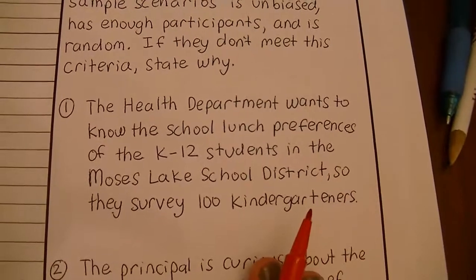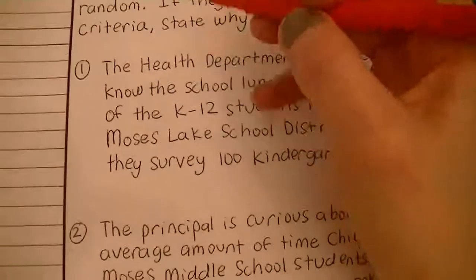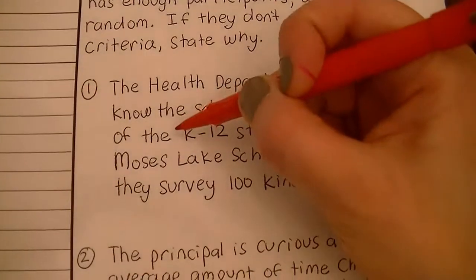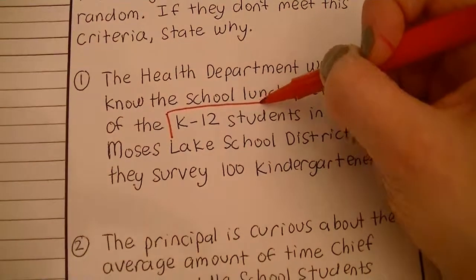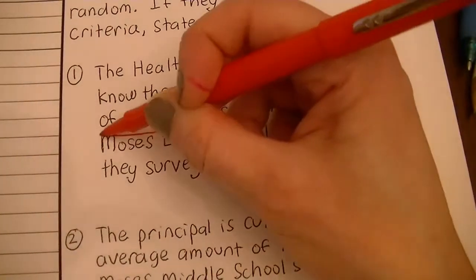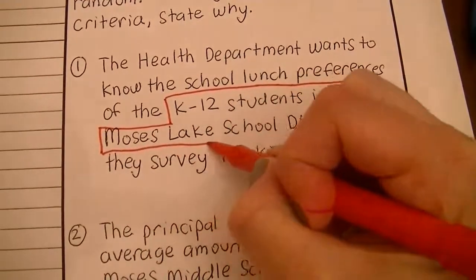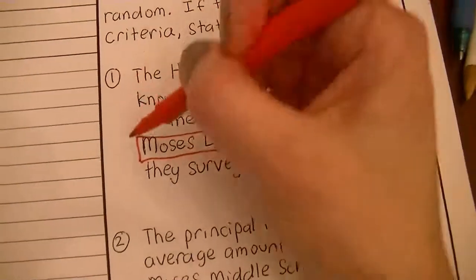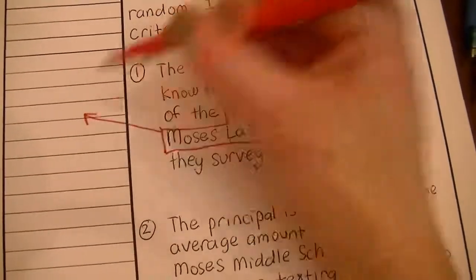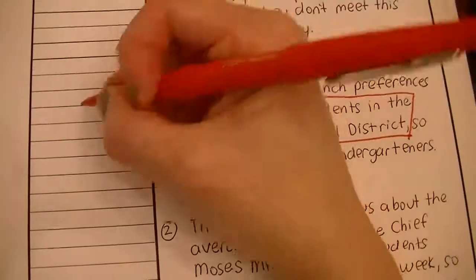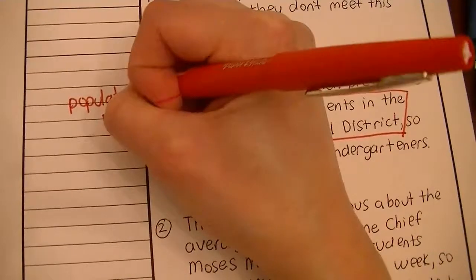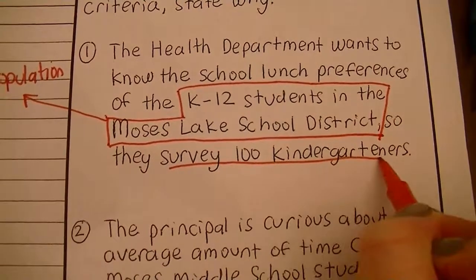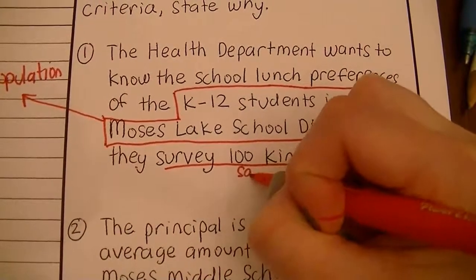Let's go ahead and let's start by identifying our population. Which is the population that we're interested in learning more about? It'd be the K through 12, kindergarten through 12th grade students in the Moses Lake School District. That's our population. We're interested in gathering data about these people in this population, okay? So that's our population. The students, K through 12 students in the Moses Lake School District. I'm going to label that population. And they're saying for their sample, they want to survey 100 kindergartners. That's what they want as their sample.